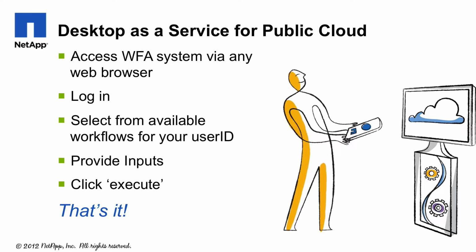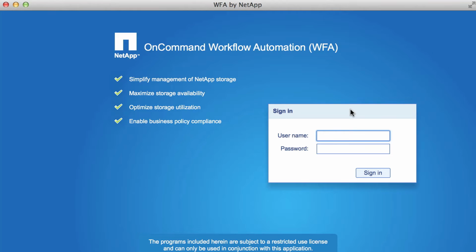To do this, all we have to do is to access our workflow automation system via any browser, log in with our credentials, select from the available workflows for our user ID, provide the inputs that the workflow requires, and then click Execute, and that's it. Now let's get into workflow automation.